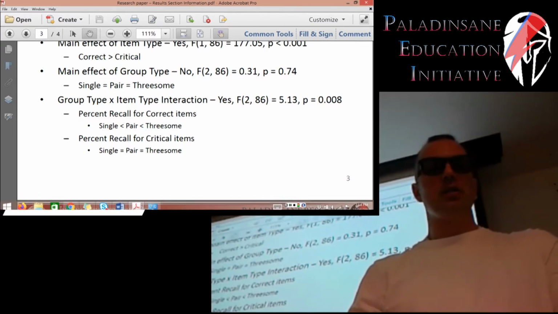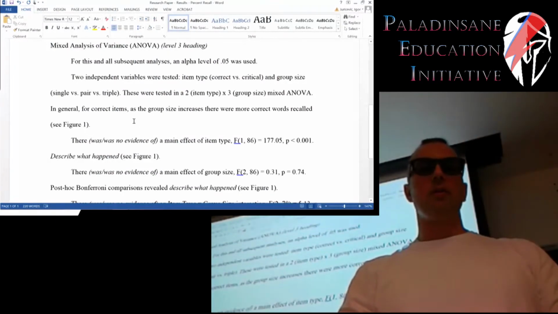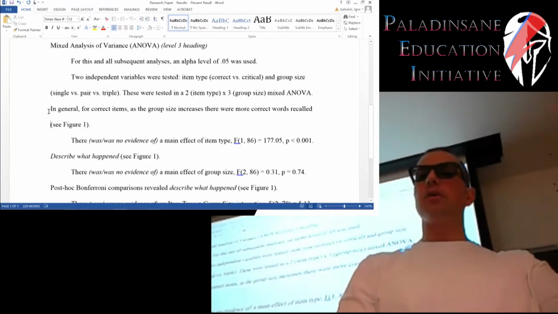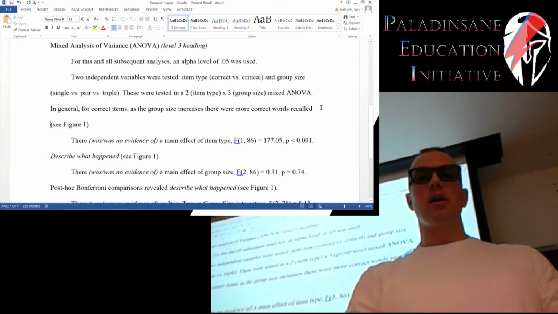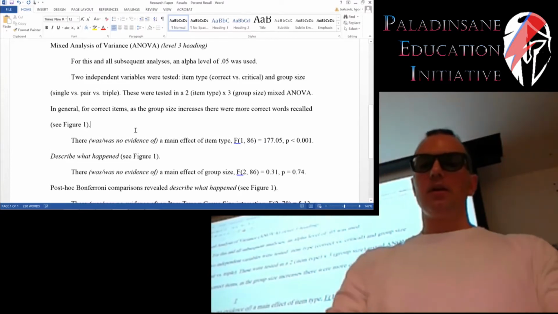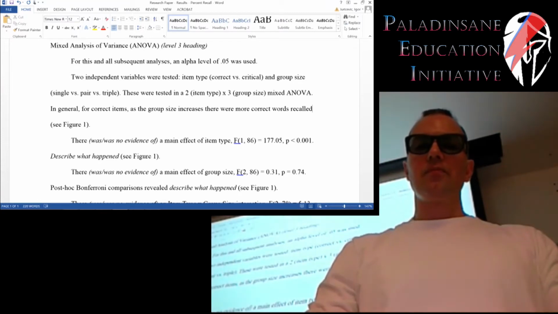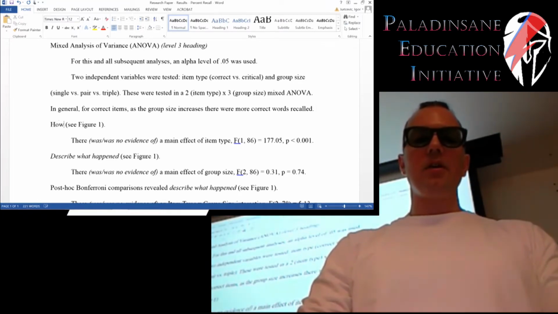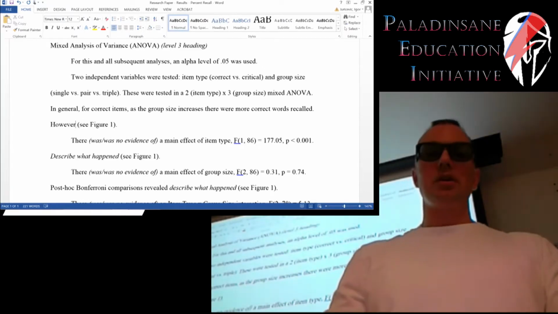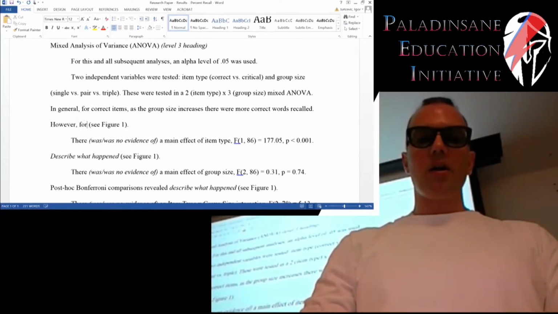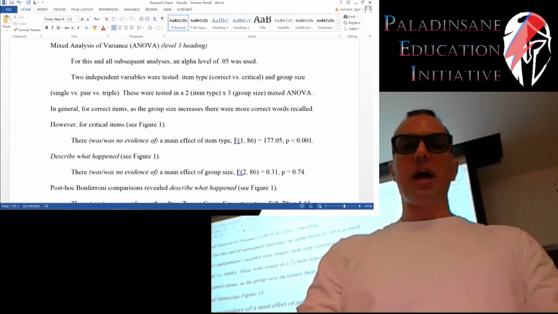So notice there's no statistical jargon, there's no F statistics or numbers in there at all. Just in general, for correct items, as group size increases, there were more correct words recalled. We have to finish the analysis. I'm going to put in however, because that's a nice signaling to the reader that something different is going to be told. For critical items, we're going to start using the same terms that we had.